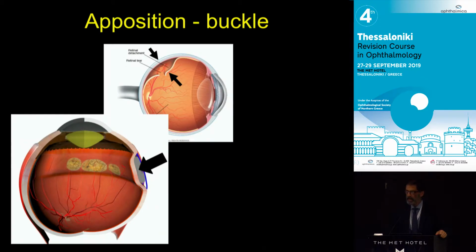And so there's two ways of doing that. You can push the retina from the inside, and that's what the vitrectomy and gas version does, or you can push the sclera from the outside, or of course you can do both.